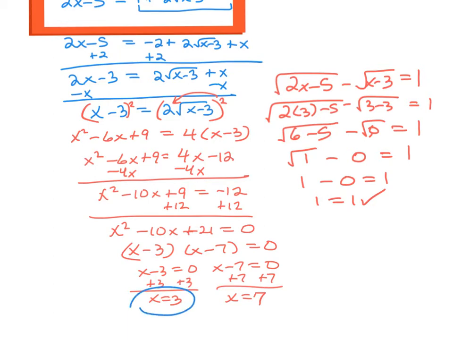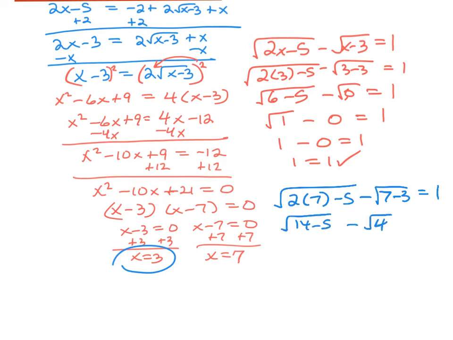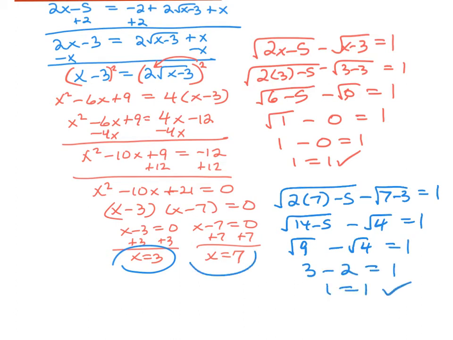Do the same thing, plug in the 7 now. So I'll do 2 times 7 minus 5, 7 minus 3, equals 1. 14 minus 5 is 9, 7 minus 3 is 4. Square root of 9, square root of 4. This becomes 3 minus 2, and 3 minus 2 is 1. 1 equals 1. This one also checks.